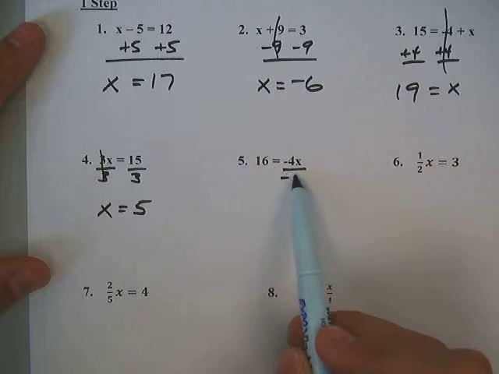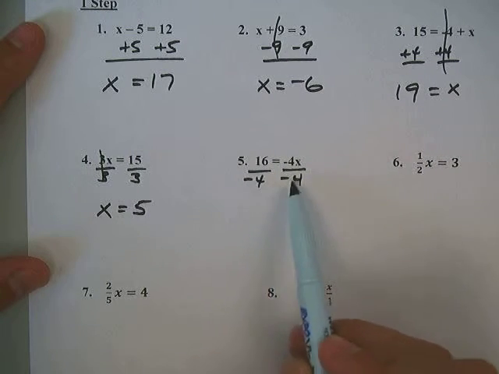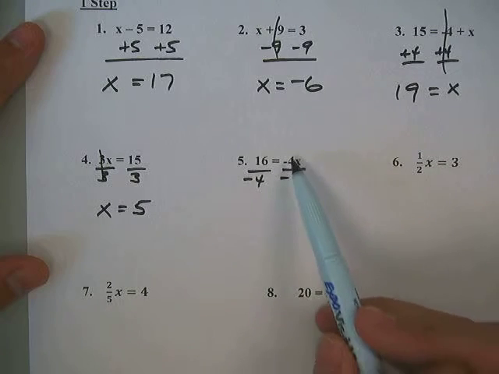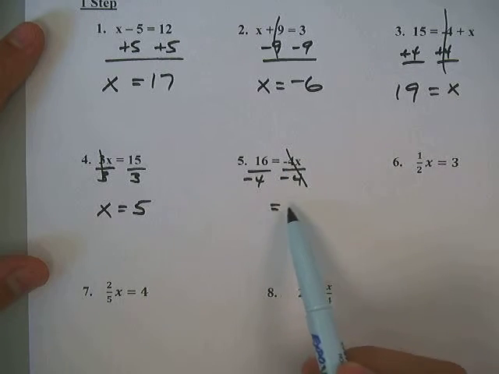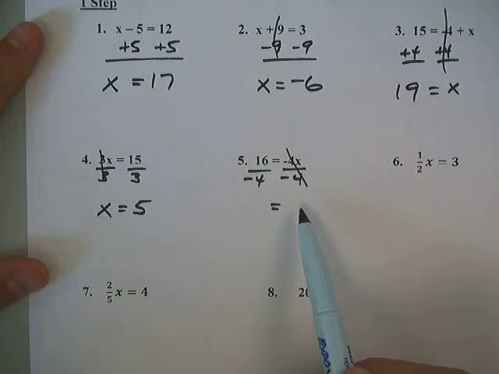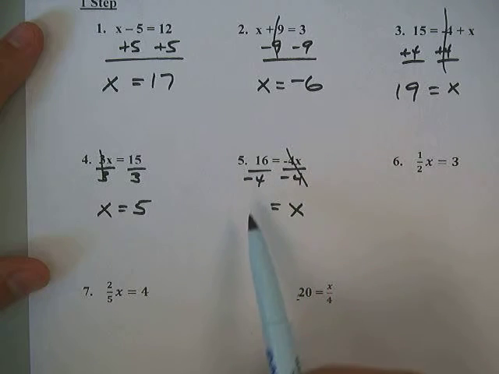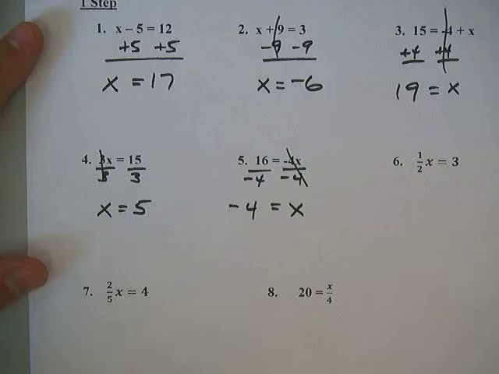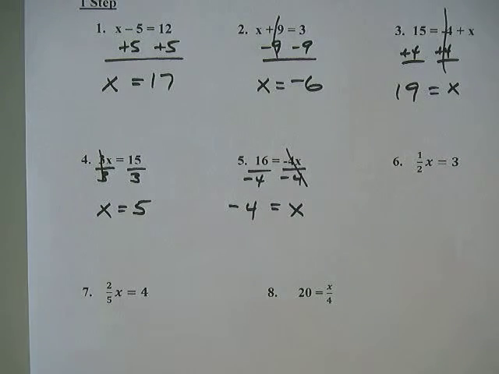It doesn't matter whether they're positive or negative. This says negative 4x equals 16, so I'm going to divide by a negative 4. Be careful to make sure you're dividing by a negative, because that way your coefficient cancels completely. You get x equals 16 divided by negative 4, which is negative 4.